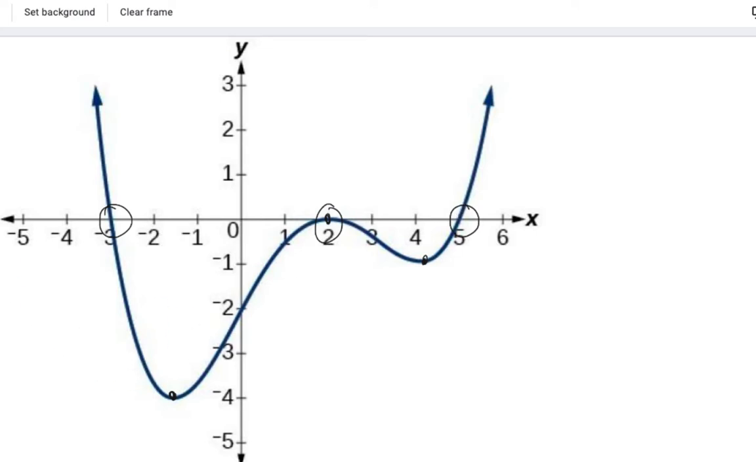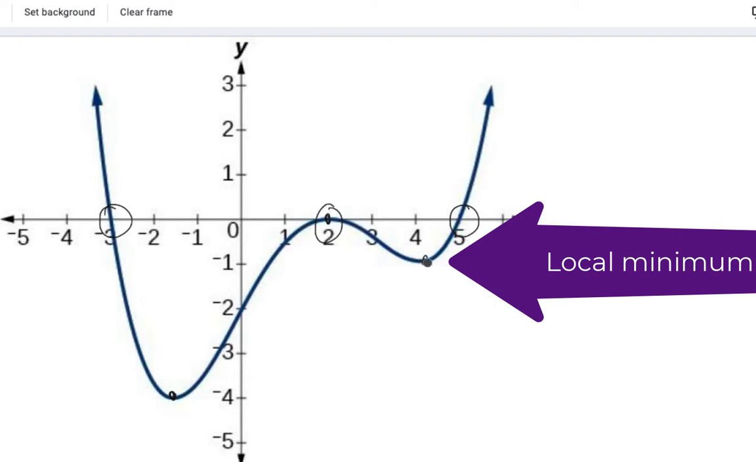So one thing we want to talk about is maxima and minima. A minimum is a low point. It's going down before it gets to the point, and then it's going up after that point. So here, this is called a local minimum. This is called a global minimum. This is called local because in the area around it, it's the lowest point.